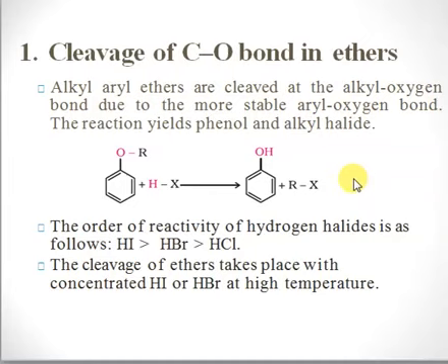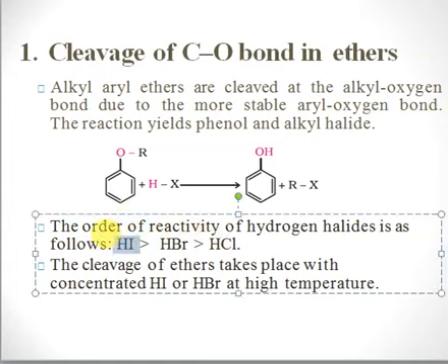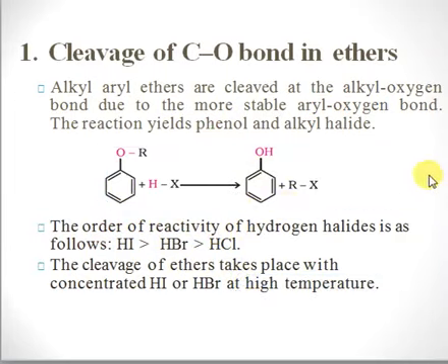If you want to check which hydrogen halide to prefer, always prefer hydrogen iodide. Hydrogen iodide gives the best reactions. Hydrogen bromide gives some better results, but not as good as hydrogen iodide, while hydrogen chloride gives the least reactivity. So in order to get the best results, you have to use a high concentration of hydrogen iodide and maintain high temperatures. Under these conditions, you get the best result of formation of phenols and alkyl halide.